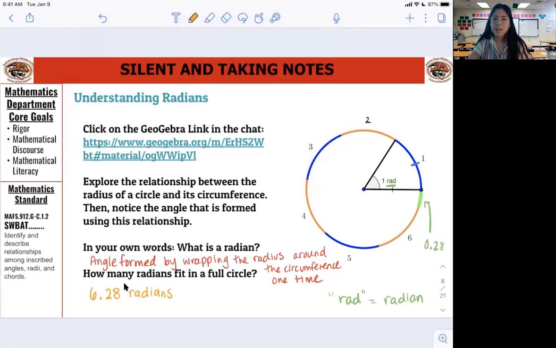6.28. What's that number divided by 2? Oh, 3.14. What's that number? Oh, that's pi. Interesting. So the amount of radians that fit all the way around the circle is 2 pi radians. That's how many fit. 2 pi. 2 times 3.14. Crazy, right?